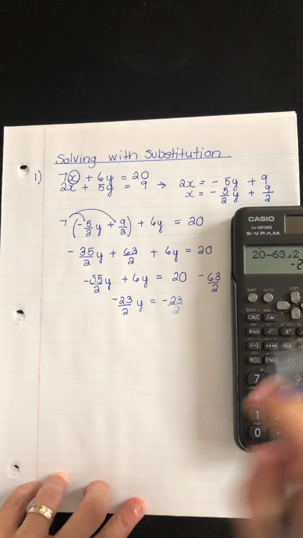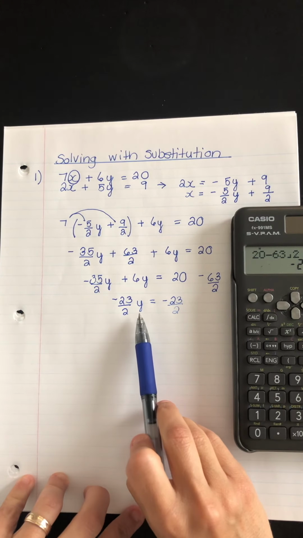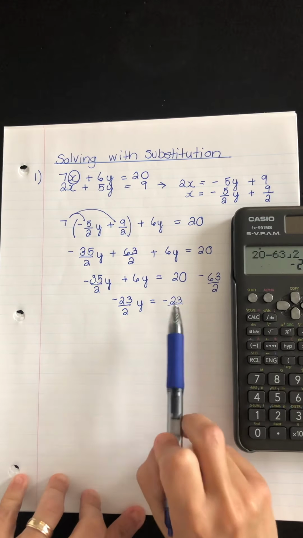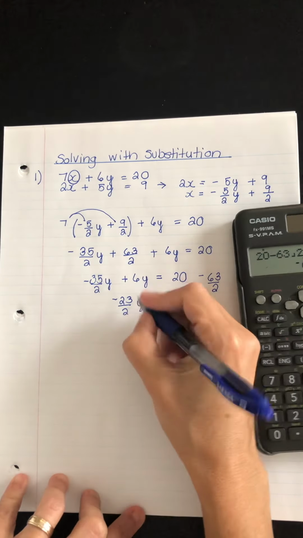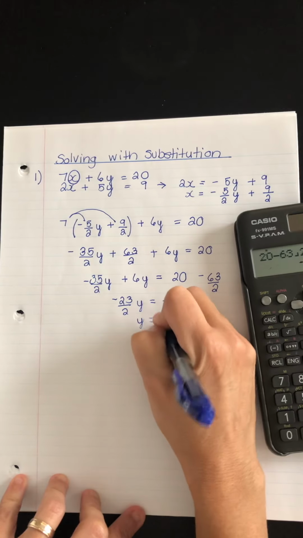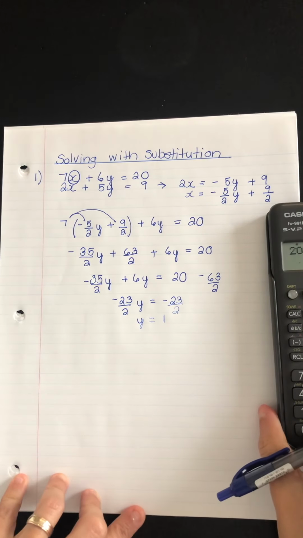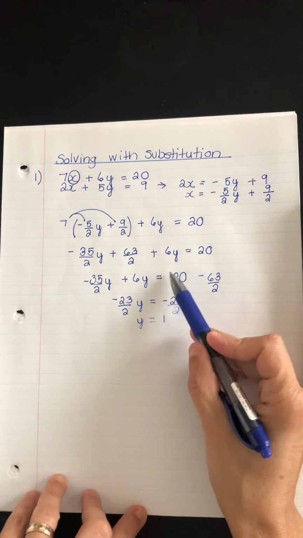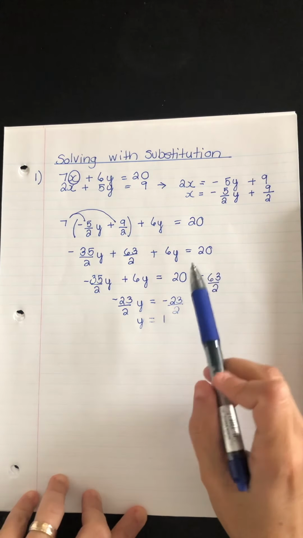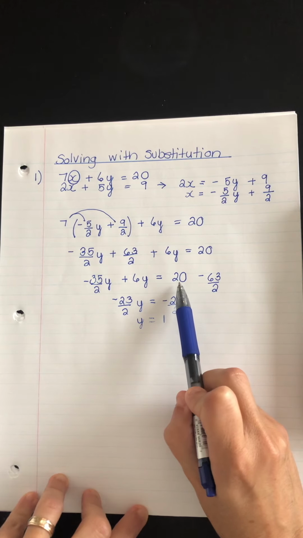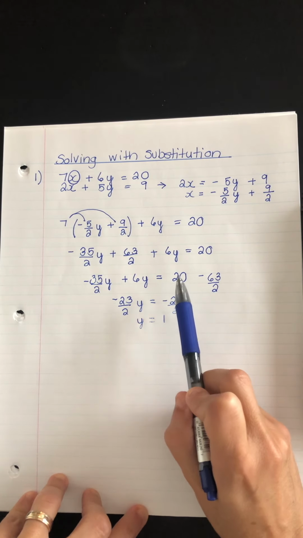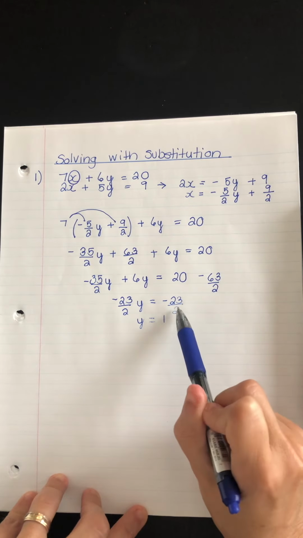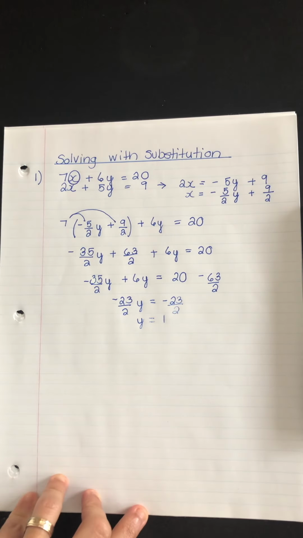Okay, so how is y determined at this point? By division. You'd be dividing negative 23 over 2 by negative 23 over 2, and you would get y is equal to 1. Okay? All right, here, if you don't want to use your fraction button, remember you would do 20 over 1 is the same as 40 over 2. So we have 40 over 2 minus 63 over 2, and that, of course, is negative 23 over 2.